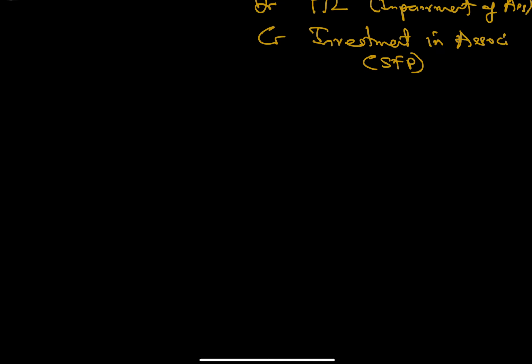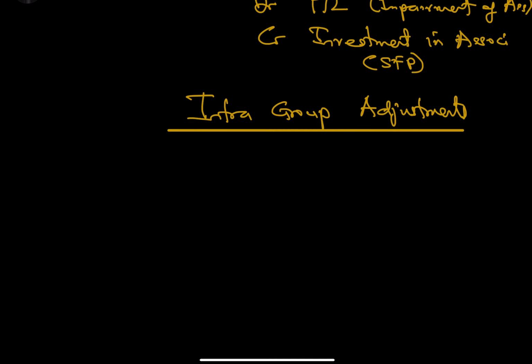The last part, which is extremely important and probably the most difficult part of this accounting for associate, is how do you do intra-group adjustment. Very important. Please pay attention because it's totally different from the way we do adjustment for the subsidiary. And you wonder why so.